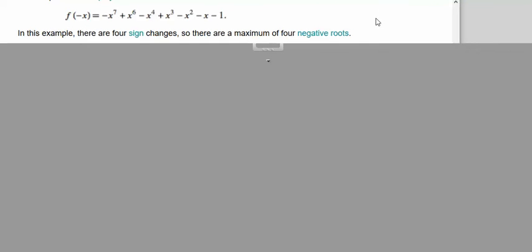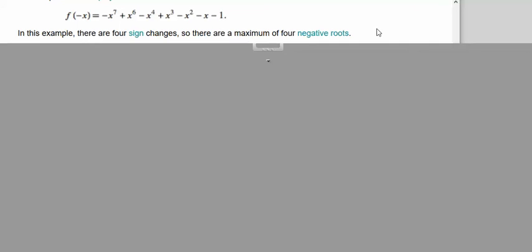Negative to positive, there's a sign change. And positive to negative, there's a second sign change. Negative to positive, that's a third sign change. And then positive to negative is a 4th sign change. And then there's no sign changes here. So it looks like there's 4 sign changes. So we conclude that there's a maximum of 4 negative roots, or less than this by an even multiple.